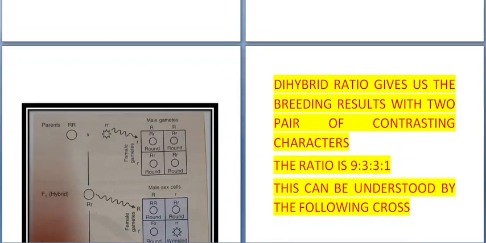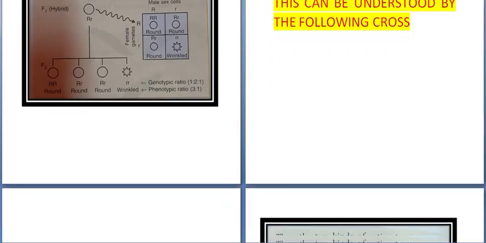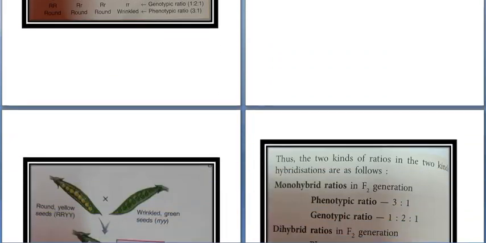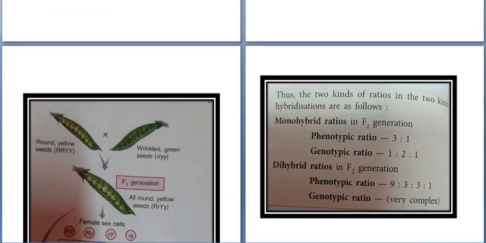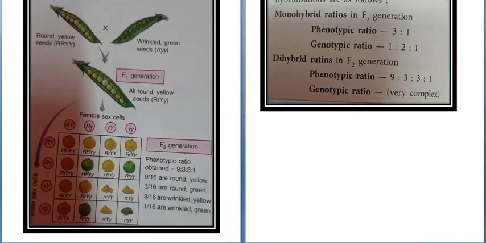Now for dihybrid ratio, Mendel took a pea plant with 2 contrasting characters at the same time. So in his plant, he had one plant which had round and yellow seeds and another plant which had wrinkled and green seeds. Round is dominant, wrinkled is the recessive, and yellow is dominant and green is the recessive trait. So the genotype of round and yellow was capital R, capital Y, and wrinkled green was small r, small y.